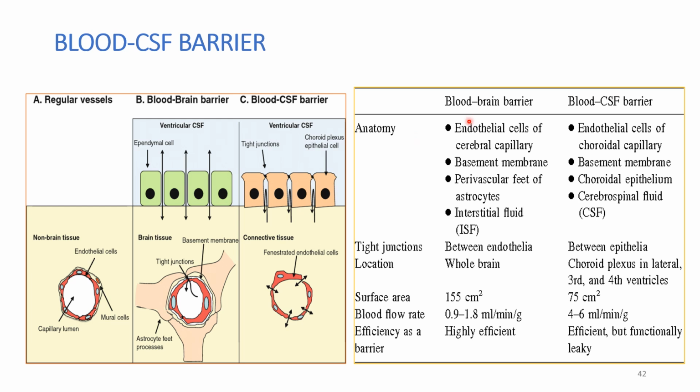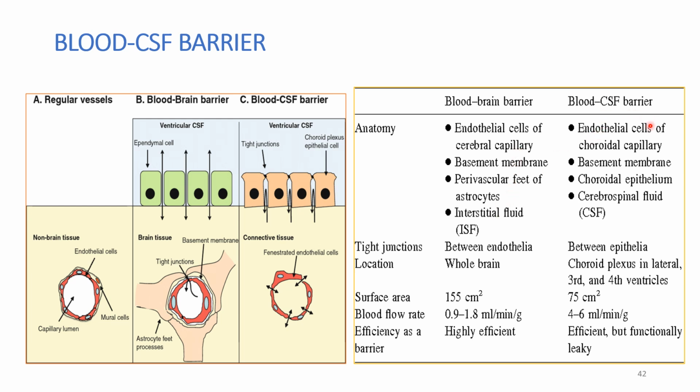So anatomically, if you see the blood-brain barrier, it is formed by endothelial cells of the cerebral capillary wall, and also the basement membrane and perivascular foot of the astrocytes are forming the blood-brain barrier.